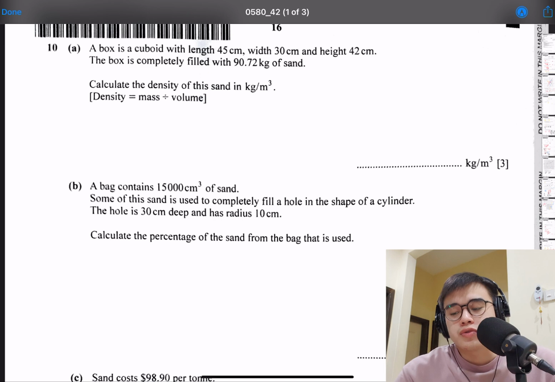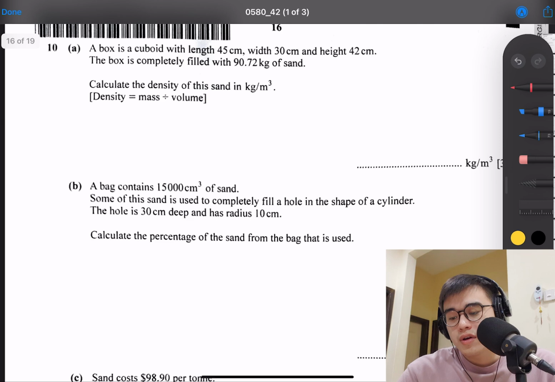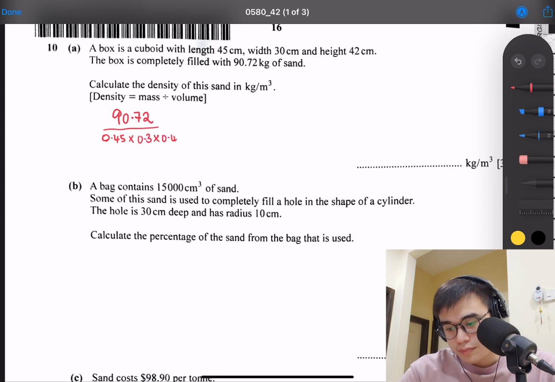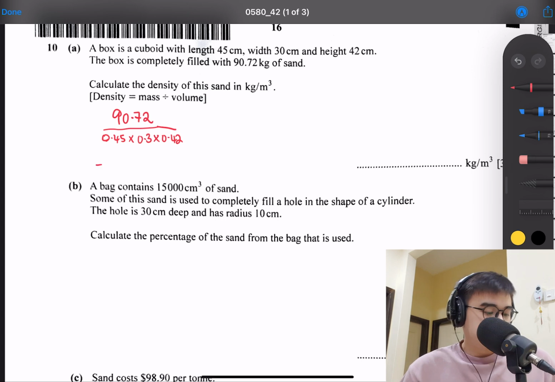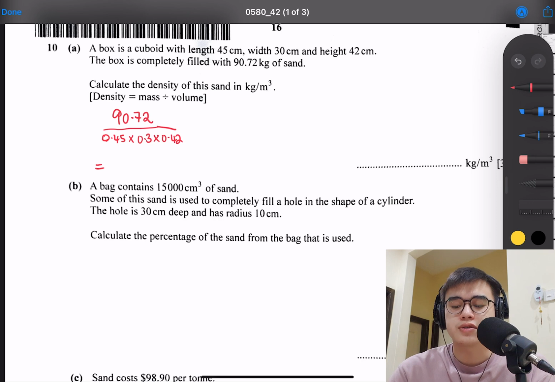So since kg has already been given, there's nothing to do with the mass involved. So just key in 90.72. However, for the meter cubes over there, you must convert the 45, 30, and 42 into meters first. So you should be getting 0.45 multiplied with 0.3 multiplied with 0.42. By keying all this into the calculator, you should be getting 1600 as your final answer.